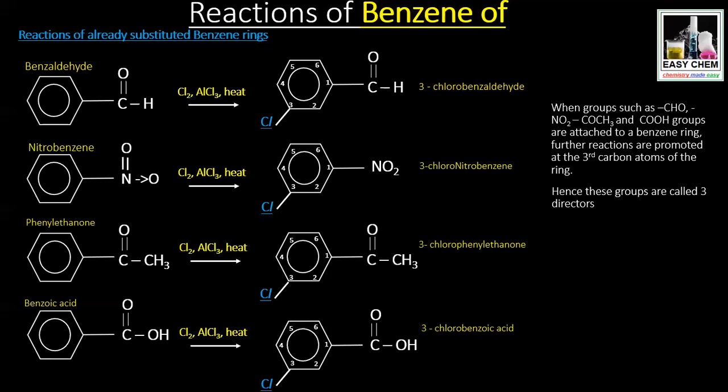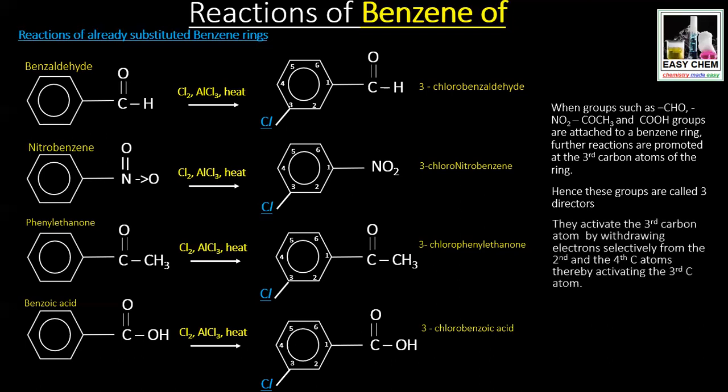We'll see another one. So these compounds are called 3-directors. Why? Earlier, 2,4-directors were activating carbon numbers 2 and 4 by giving high electron concentration to the second and fourth places. But here, these 3-directors activate the third carbon atom by withdrawing electrons selectively from the second and fourth carbon, thereby activating the third carbon atom.